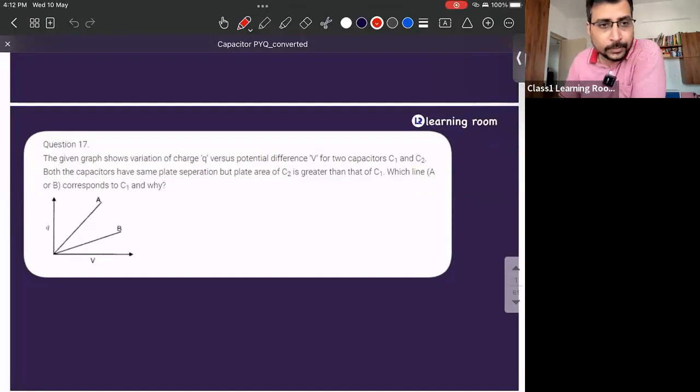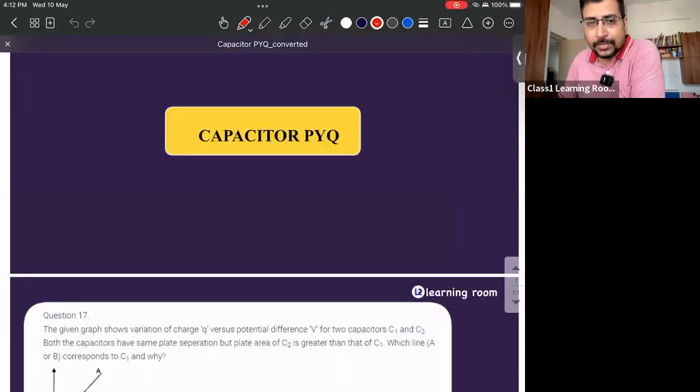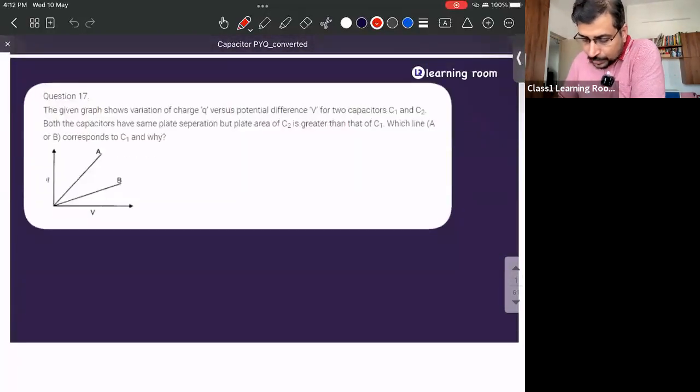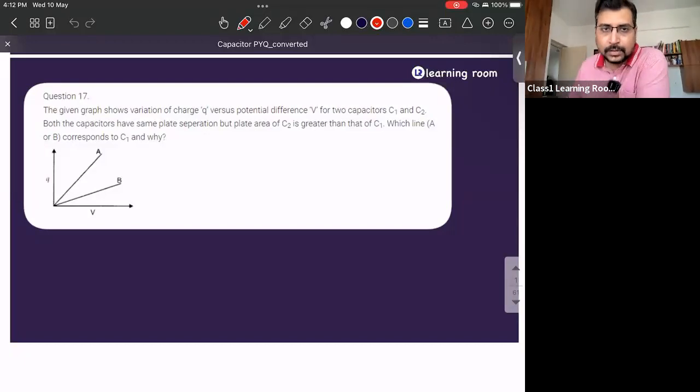So look at the first question. We'll be doing the problems which are based on capacitors and all our previous year questions. The first question that we are going to see here is: the given graph shows variation of charge Q versus potential difference of two capacitors C1 and C2. Both the capacitors have the same plate separation, but the plate area of C2 is greater than that of C1. Then which line corresponds to C1 and why?